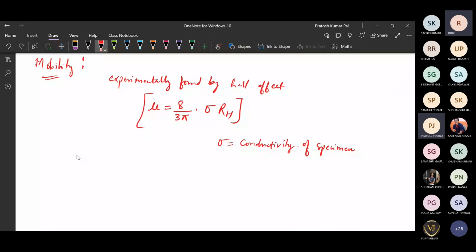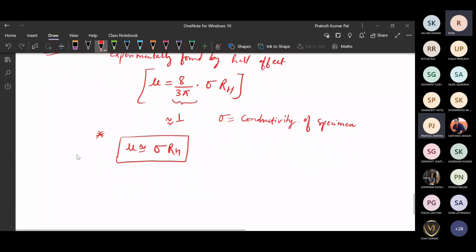This 8 by 3 pi is sometimes considered as equivalent to 1. So mu is equivalent to sigma RH. This is the relation. If we know the Hall coefficient and sigma, we can find the mu, that is the mobility. Based on these, numerical questions can be asked.